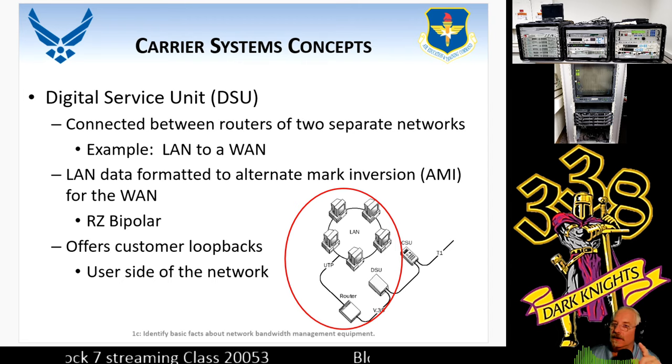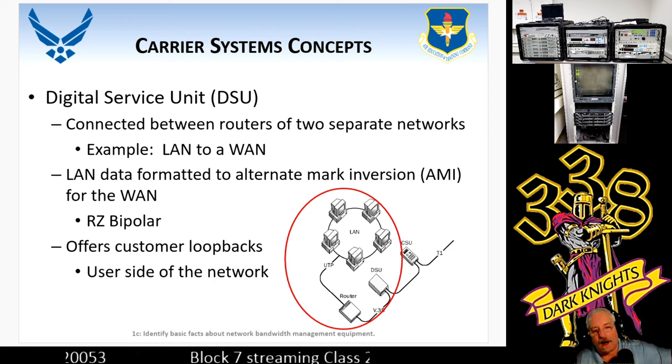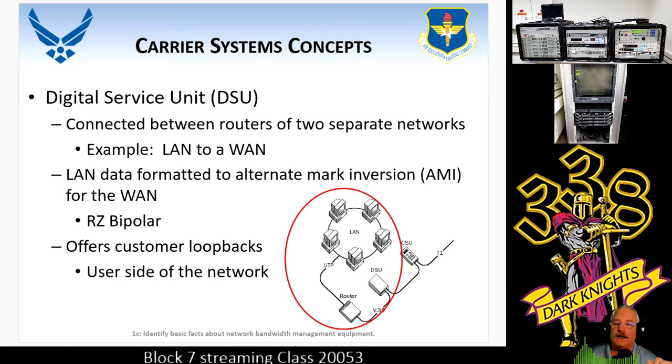So what they do is they use the DSU and the CSU to determine where they send the technician. Well, the DSU looks at everything from your router modem, all internal to the house. It sends a loopback to see if it is working fine. It sends something called alternate mark inversion.